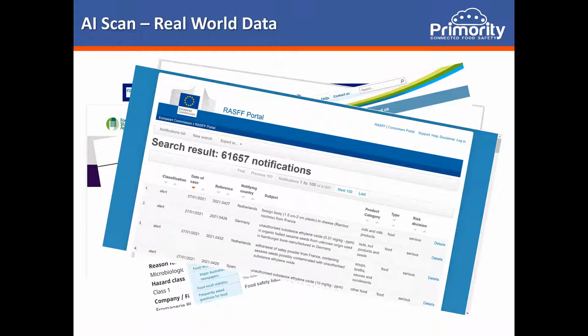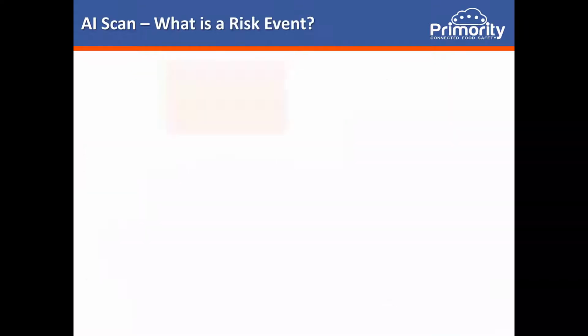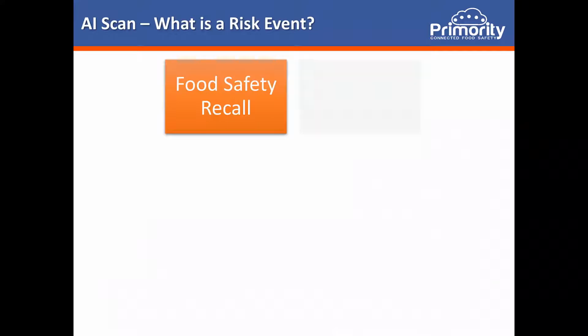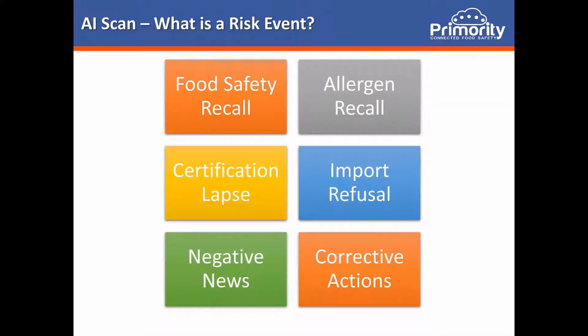Of course, we've got product categories and so on, and specific hazards we may be interested in. We'll look at that a little bit later on. So what is a risk event? We mentioned these key points earlier on. Clearly, if any of these things happens in your supply chain, you're going to want to know about it, and that's a key consideration here.